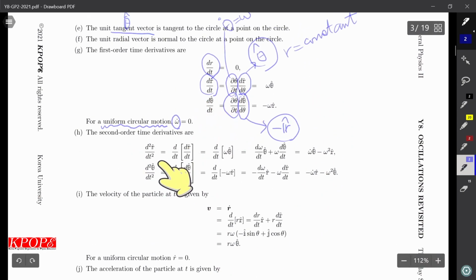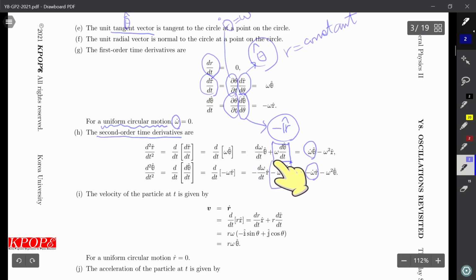If I take another time derivative to find the second order time derivative, omega is constant, so omega dot will vanish eventually. So this is useful in general. However, in our uniform circular motion, this contribution vanishes. Instead, we have the only non-vanishing contribution in here.